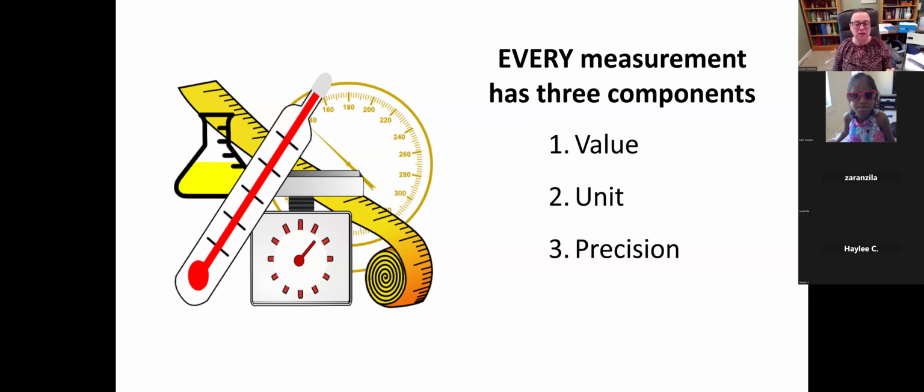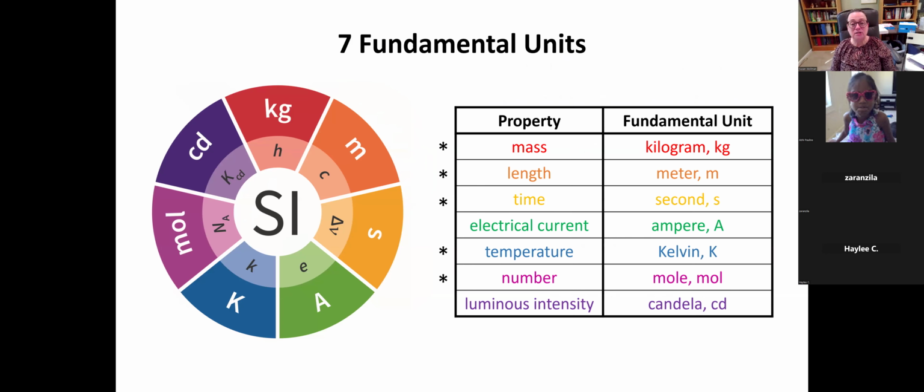The fourth component is the material. So what is it that you are measuring? Are you measuring the volume of a solution? Are you measuring the volume of a block of wood? What is that material? We will also be including the material eventually in our measurements as well. But the first three are absolutely required.